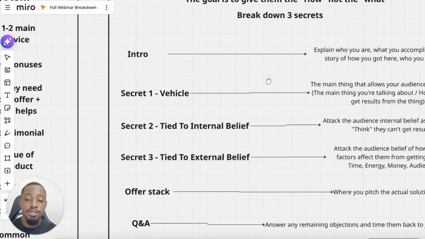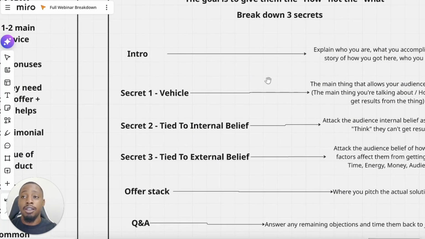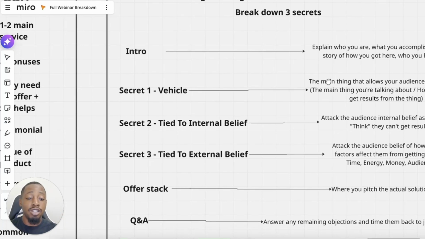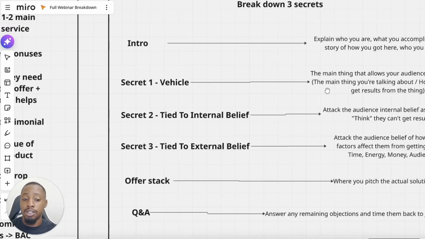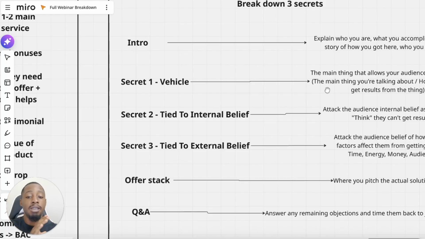Now, right after the intro, you're getting into the vehicle itself. You're basically telling people this is the best thing since sliced bread was invented. With this vehicle, the main thing is that it allows your audience to get results. The main thing you're going to be talking about is how people can get results from the thing you're going to be teaching and your business model. Then right after you talk to them about the vehicle, how it's going to be the best vehicle to get them to where they're looking for.